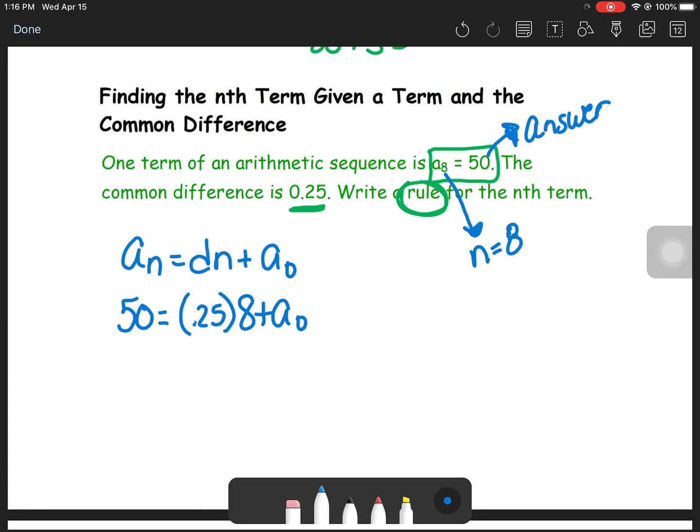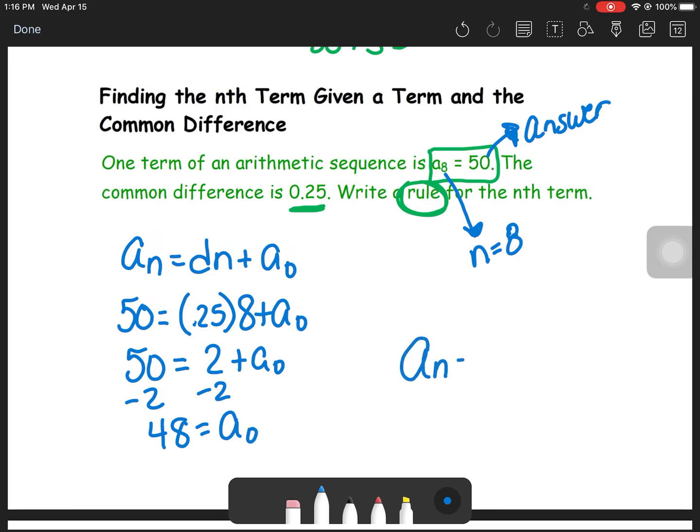So all we have to do is the math. So 50 is equal to 0.25 times 8, which is 2. And if we subtract 2 from both sides, our 0 term would be 48. So now we can write the rule. So a sub n equals our difference, which is 0.25, times n plus our 0 term, which is 48. And that would be the rule given the other information.